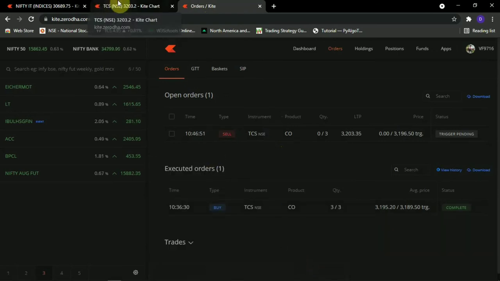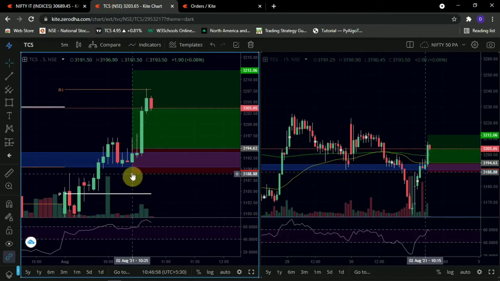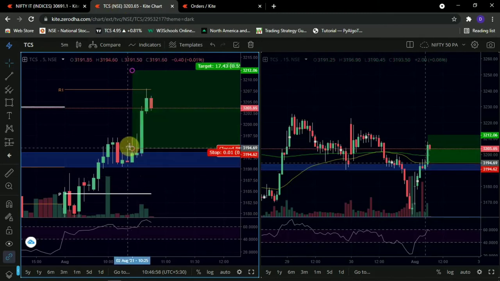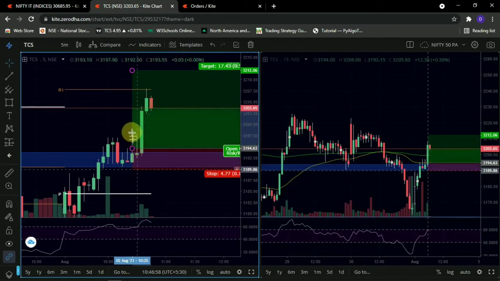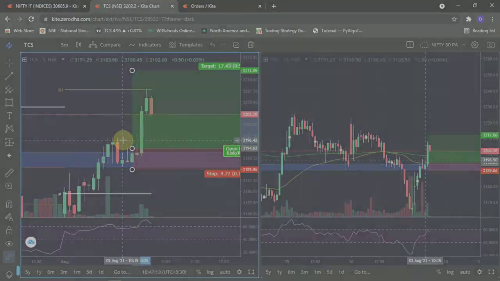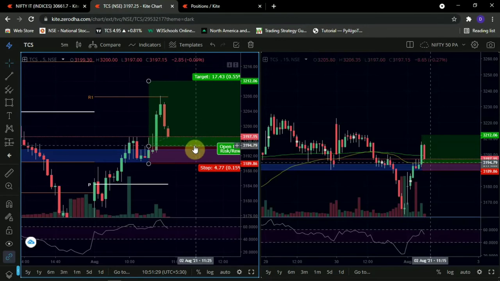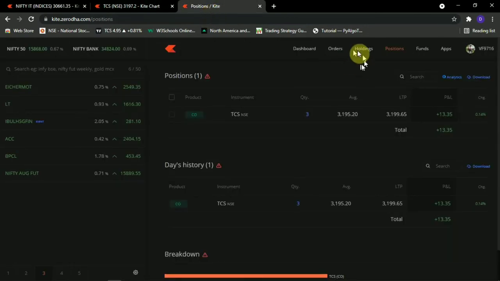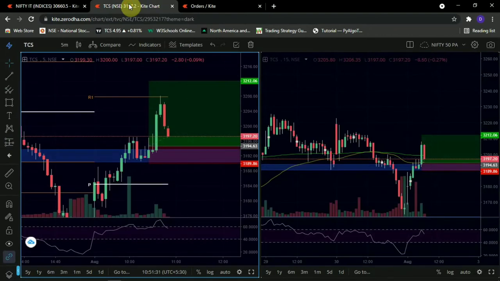Okay, we have trailed the stop loss at this level. So let it be here. Our stop loss is at this level. So now you can see here it is just near our trailing stop loss, and I think it will hit. Let us see, it is going to hit, it is very close to it.